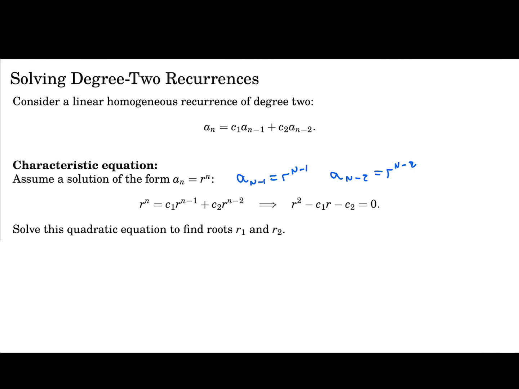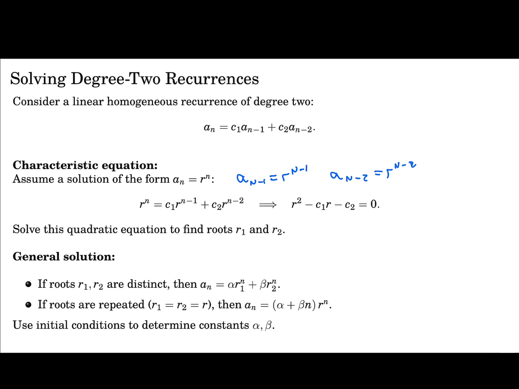Then there are two cases. Either the roots r1 and r2 are distinct, or they are the same. In the case where they are distinct, the general solution is going to be of the form a_n = alpha r1^n + beta r2^n.